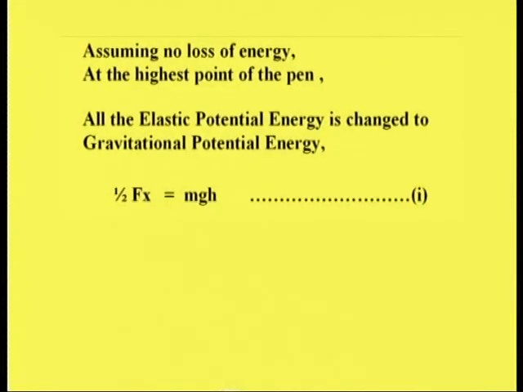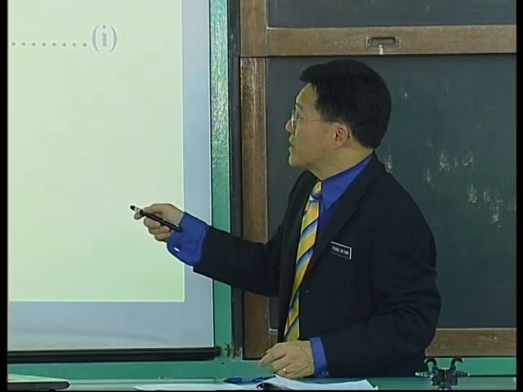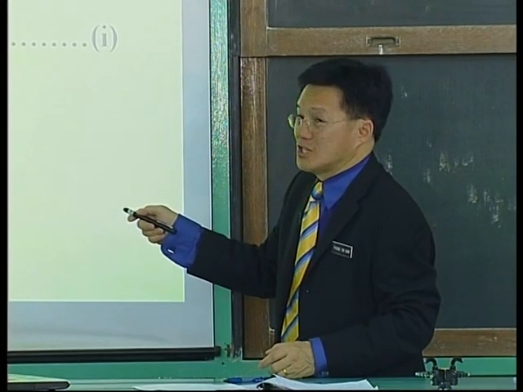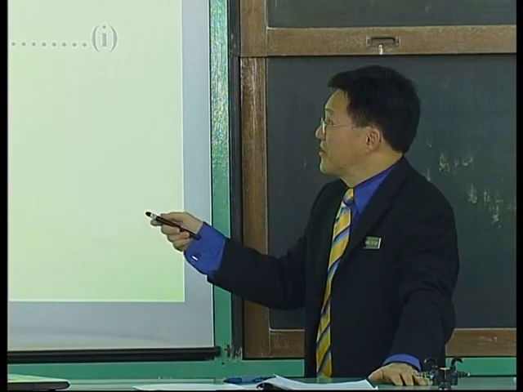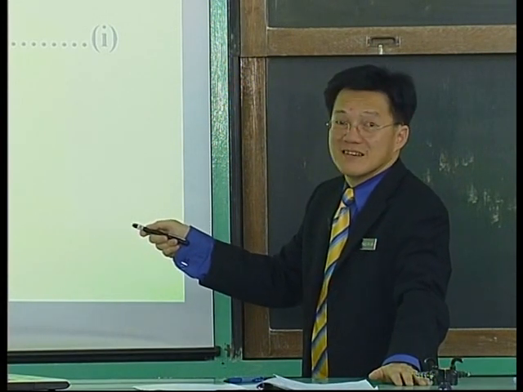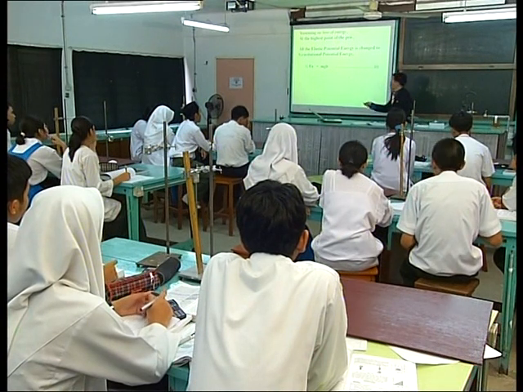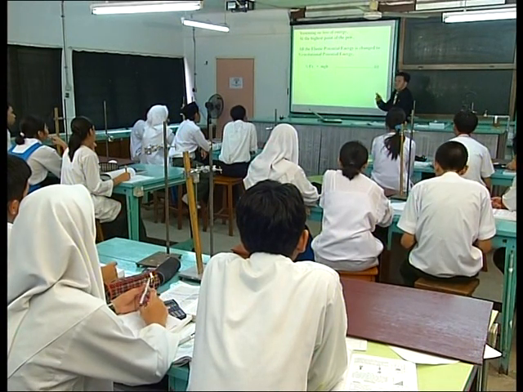And from this, as we discussed just now, experimentally we can obtain h. G, we take it as 10 meters per second squared. M is the mass of the pen, very good. And x is the distance of compression. So from this experiment, we obtain F. That is the whole idea. We want to get F.